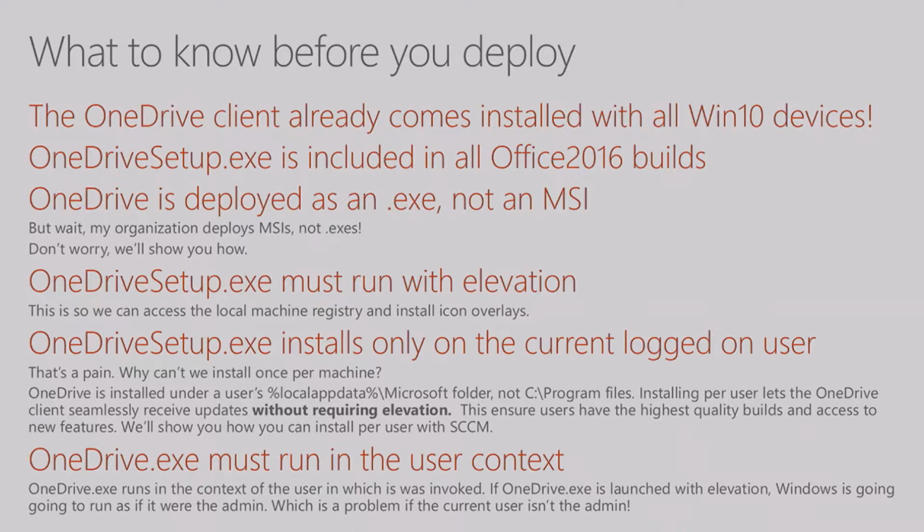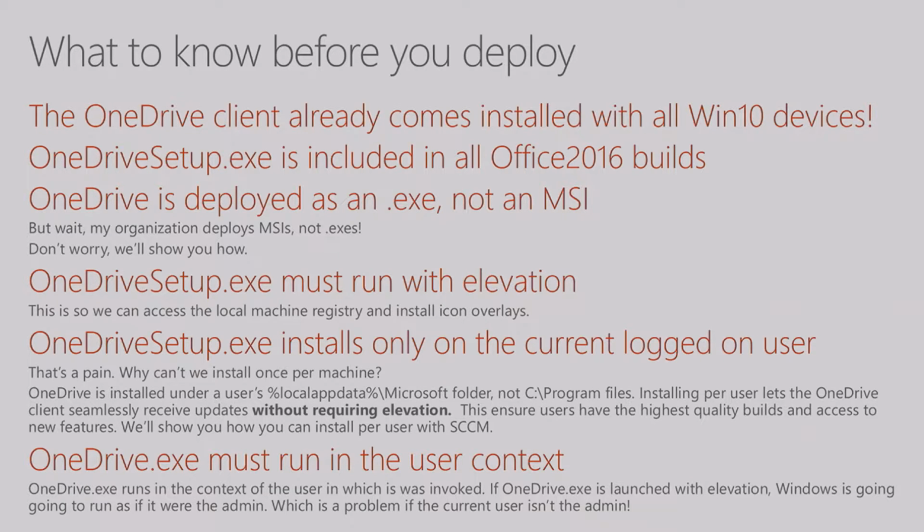Now, this isn't anything super new, but just some information and some context as to why we do this is OneDrive installs little sync overlays in File Explorer that show your users when your files are syncing, when they're up to date, or when they're in error. And those icon overlays live under your local machine registry. And so in order to access that, the OneDrive setup.exe does need admin privileges. So that's just why it needs to be run with elevation.